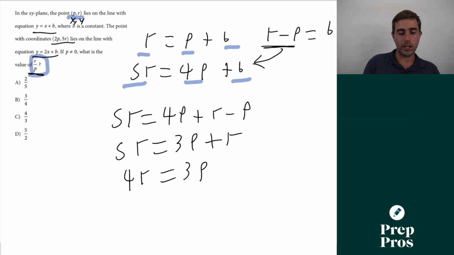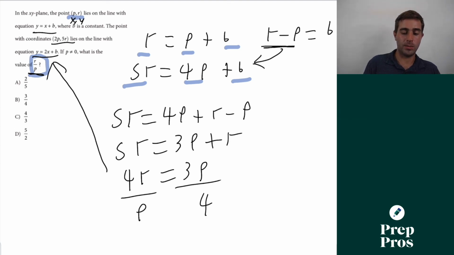Now what I always want to keep in mind is what I am ultimately solving for. I'm solving for r over p. So the next step is to divide by the p, and then divide by the 4. Now I've got rid of my 4 from here, and I've got rid of my p from here. So I end up finding that r over p equals 3 over 4.